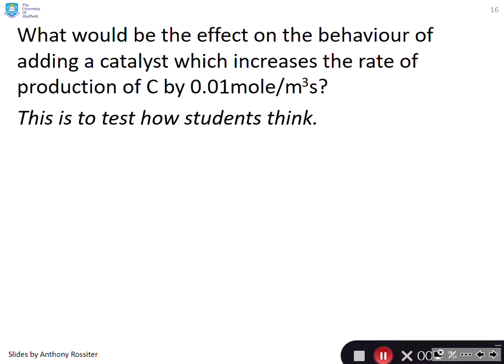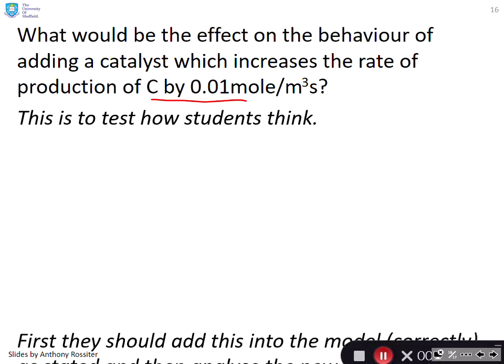What about the last bit, which is to test perhaps the students who want the very highest mark? So it's thinking, well, how do you think when something is a bit less straightforward? So it says, what happens if I increase the rate of production by 0.01 moles per meter cube per second? Okay, all you have to do here is plug the information provided into what you already know. So I'll show you that.